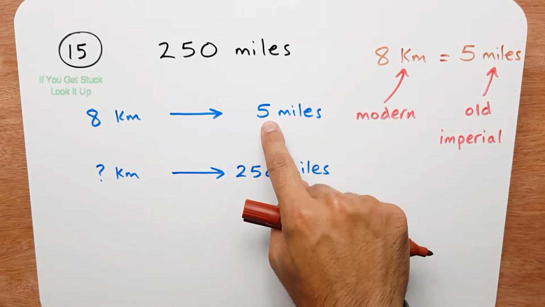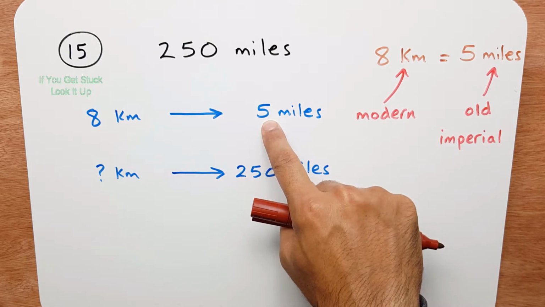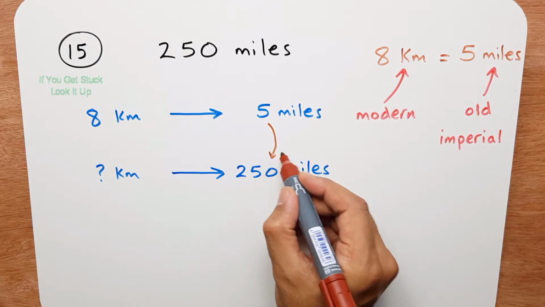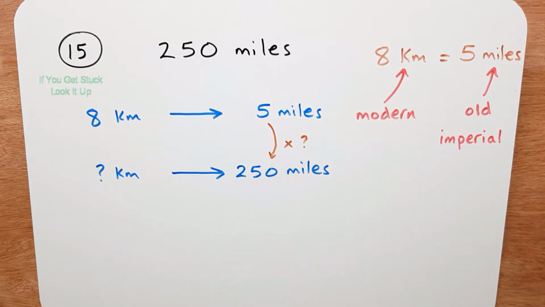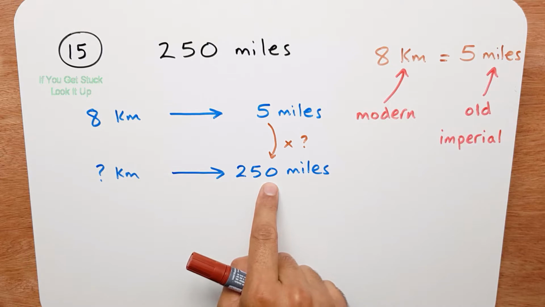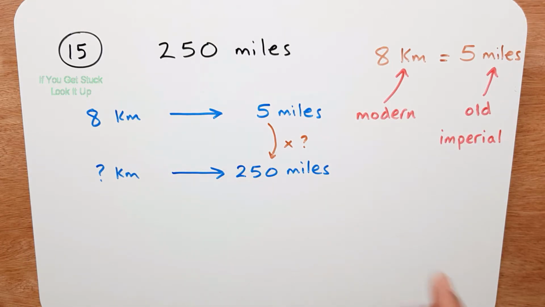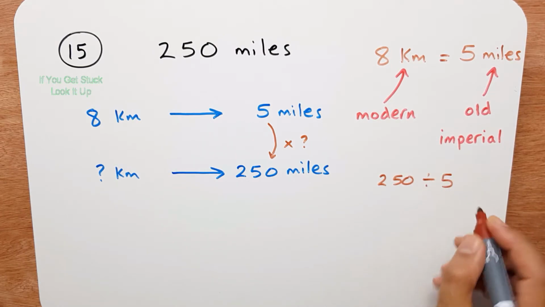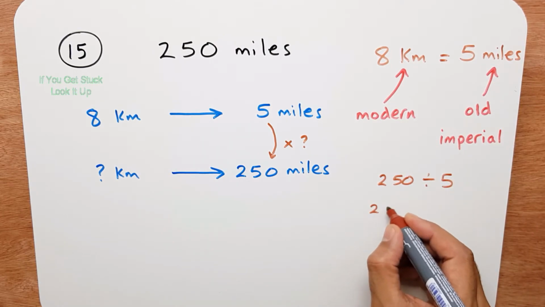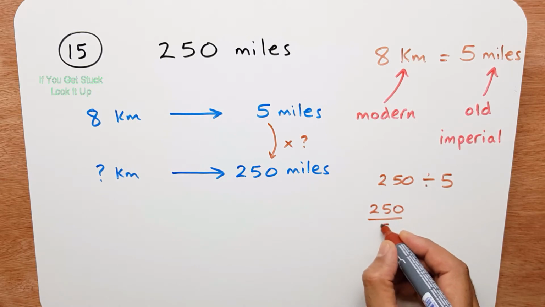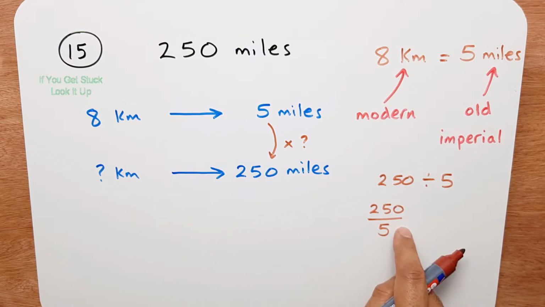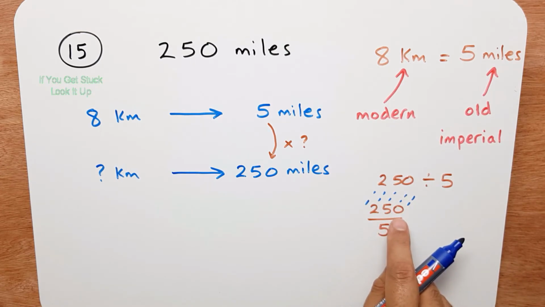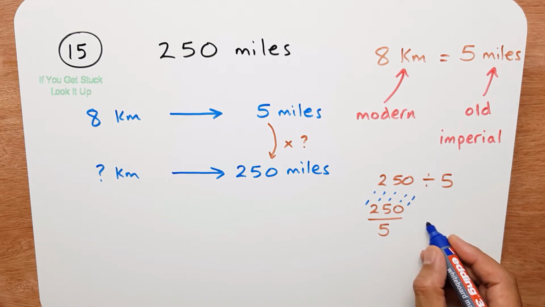Now, one way of doing this is to ask yourself, how do I get from 5 to 250? What do I need to multiply it by? So what we can do is 250 divided by 5. So let me do that here. 250 divided by 5. And I like to write it like this, because I can use the bus shelter method. It's raining. 250 is getting wet, so what I'm going to do is build a bus shelter.